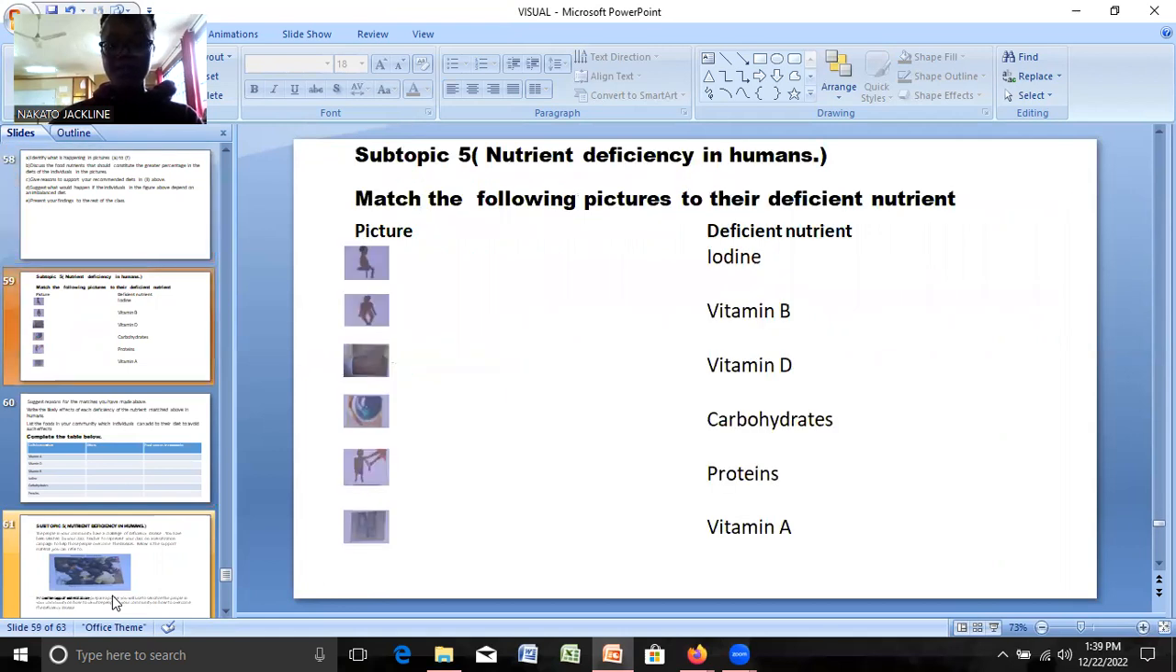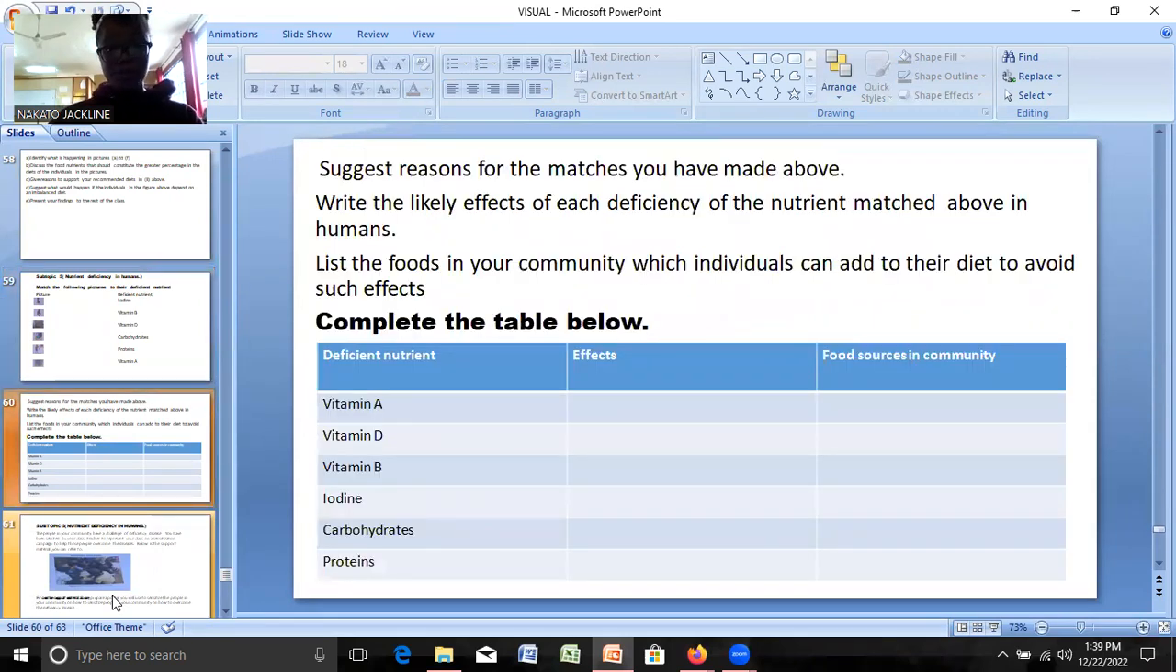Here they have the matching test item, and learners will be able to match according to the content in the book. They will be able to match the picture to the deficient nutrient, and suggest the reasons for their matches. They will also give the likely effects of each deficiency of the nutrient mentioned above in humans, and then list the foods in their community such individuals can add to their diet to avoid such effects.